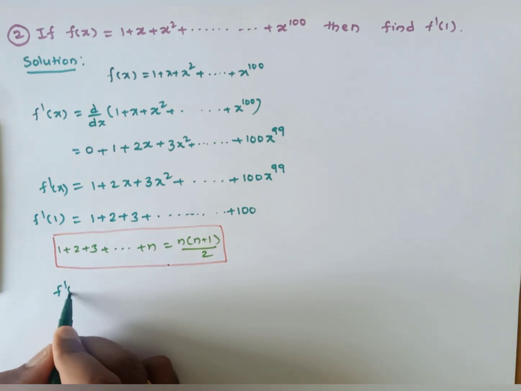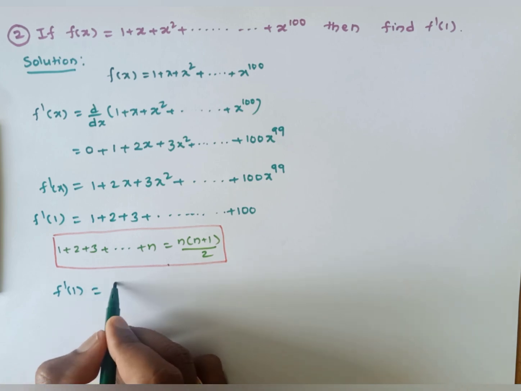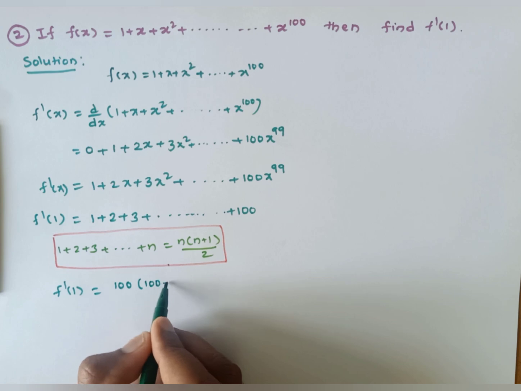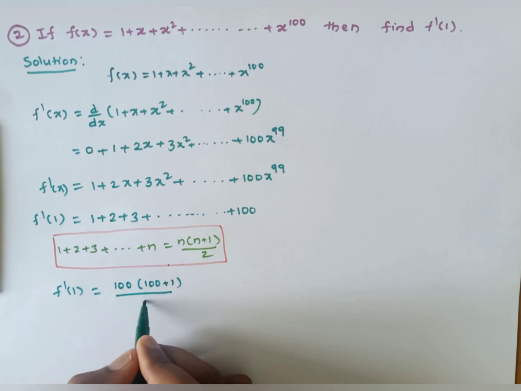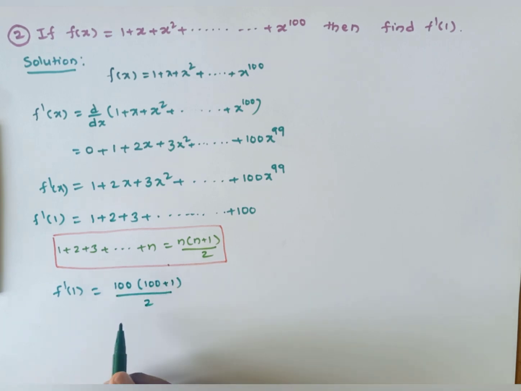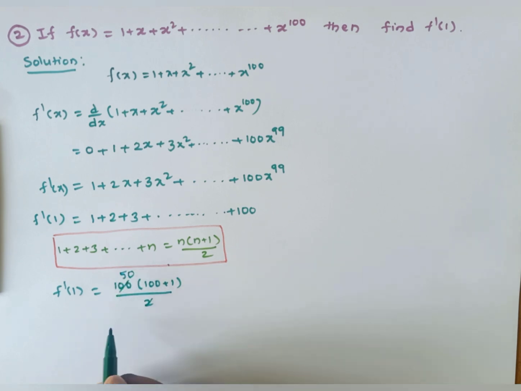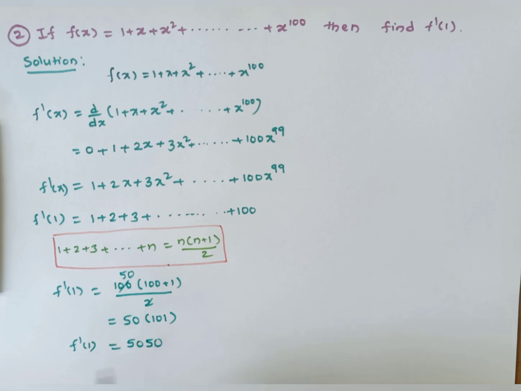So f prime of 1 is, n equals 100, so 100 into 100 plus 1 by 2. This is 2 ones and 2 50s, so this is 50 into 101, which is 5050. So f prime of 1 is 5050.